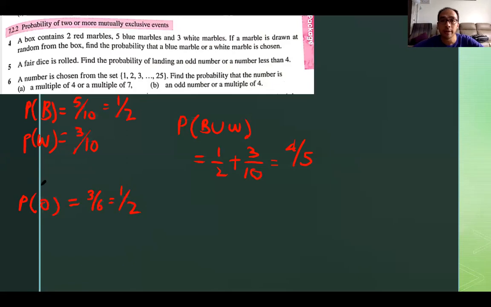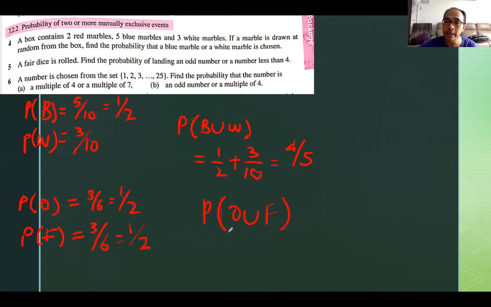Alright. Now, number less than 4. I'm going to give the letter F for the number less than 4. What is the number that is less than 4? 1, 2, 3. Getting a number less than 4 is also 3 per 6, which is 1 per 2. Now we want to find the probability of O or F.